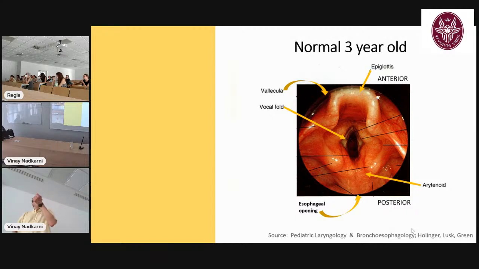Here's what it looks like when you put a laryngoscope in, this is a normal 3-year-old. You can see at the top the epiglottis that has been lifted up to expose beneath it the vocal cords, true and false, and at the bottom the arytenoids. And beneath the airway, down here, is a little slit. It's just like a little slit that is the opening to the esophagus.